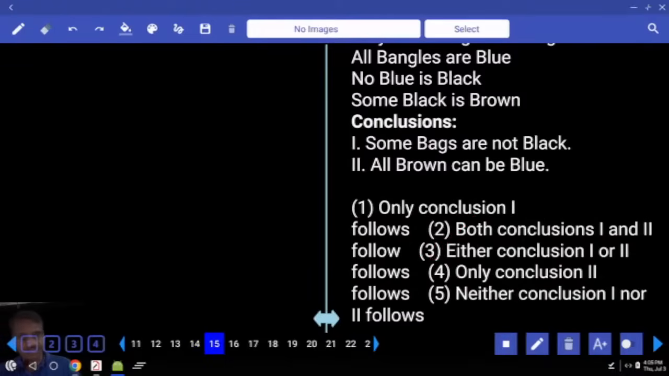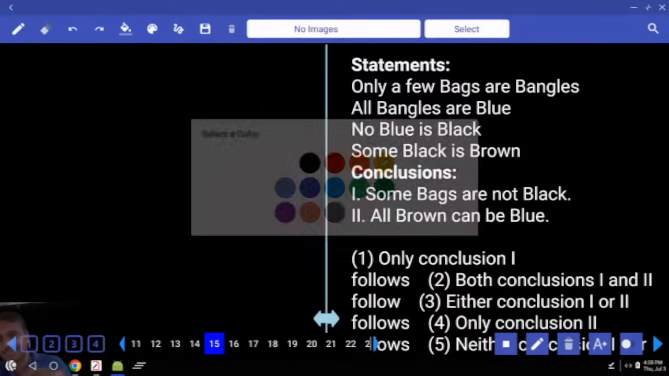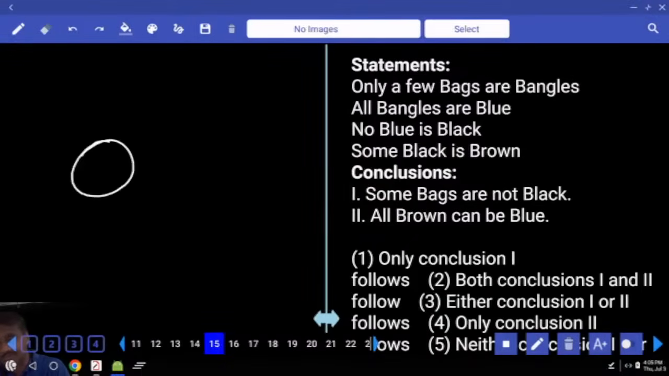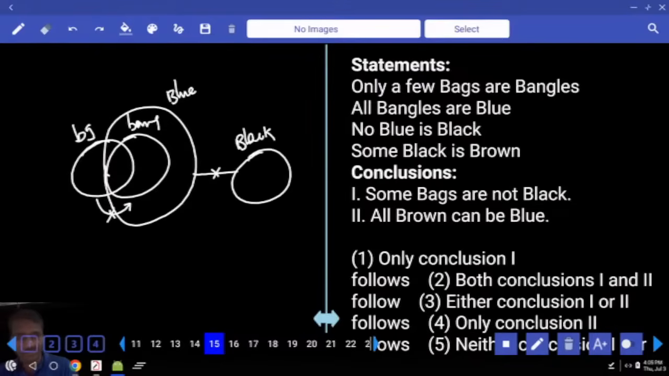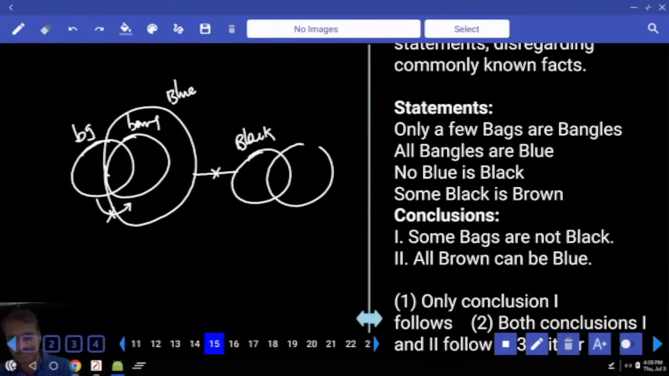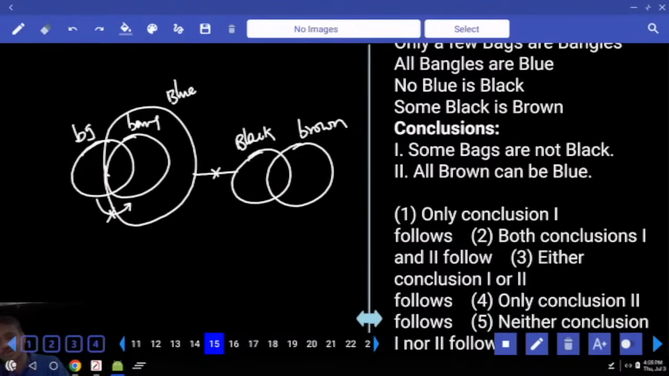Now in this question number 15, only a few bags are bangles. Only some bags are bangles but not all. This entire bag is not a part of bangle. All bangles are blue. Now this entire bangle is a part of blue. And next one, no blue is black. No intersection between blue and black. Some black is brown. Now this black is brown. Then first one, some bags are not black.